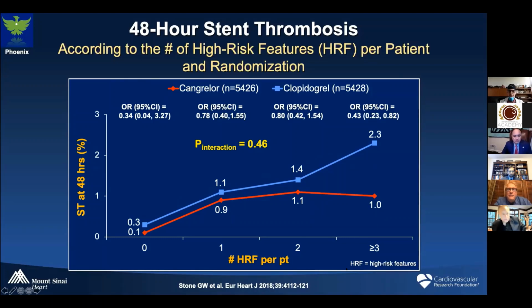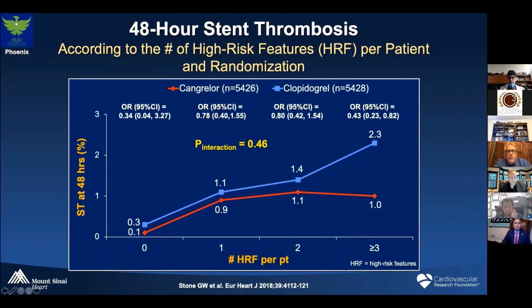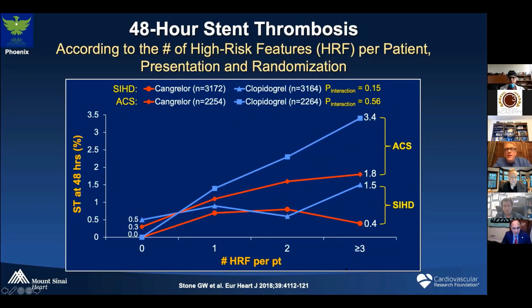But if you look here at the clopidogrel treated patients, just looking at the absolute rates, now you're up to about 2.3% stent thrombosis when you're doing PCI on a truly complex case. And that's reduced to about 1% with Kangol. And you can actually see that whether you had 1 high-risk feature, 2, or 3 or more, with Kangol you're at about 1%. You don't get lower than that, but you're at about 1%. And so with stent thrombosis, again, the higher the risk case, the more the absolute risk will be reduced with Kangol. And we looked at this in both patients with stable ischemic heart disease and acute coronary syndromes.